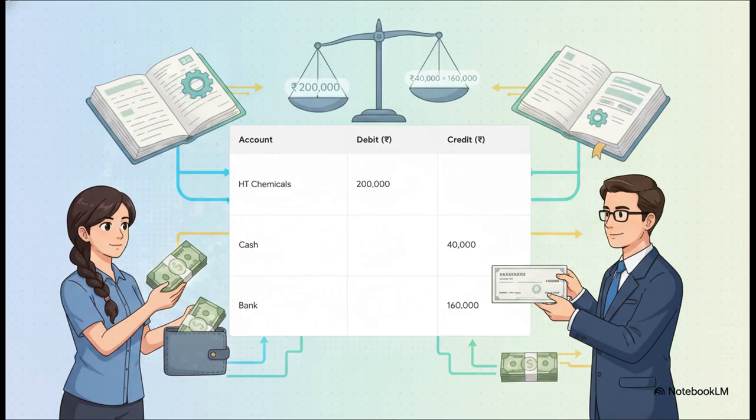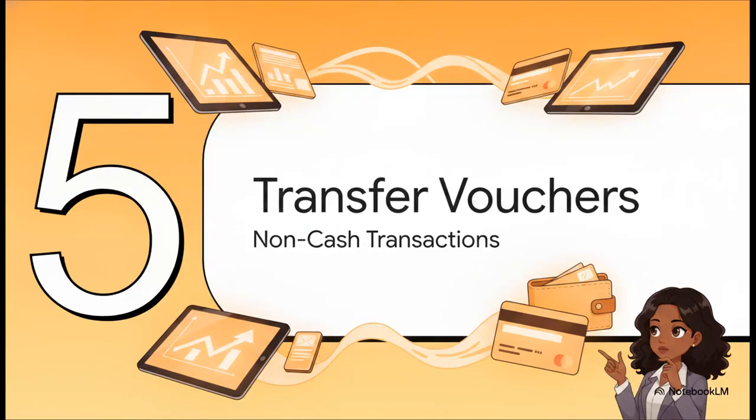See how this split payment is organized so effortlessly onto a single debit voucher? The total debit to HT Chemicals is the full 200,000, and that is perfectly balanced by crediting cash for 40,000 and crediting the bank for 160,000. It's clean, it's clear, and it handles a complex payment without breaking a sweat. Next up is Section 5, the transfer voucher.